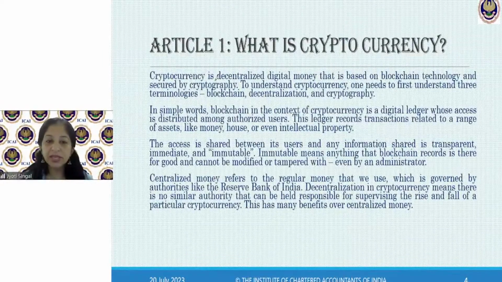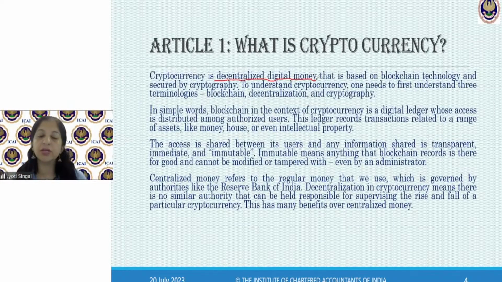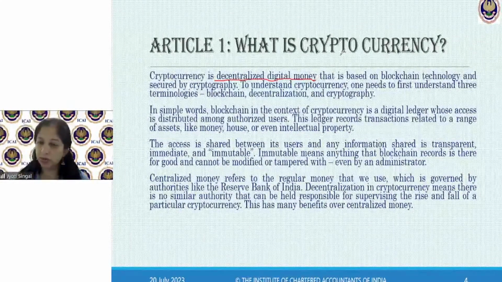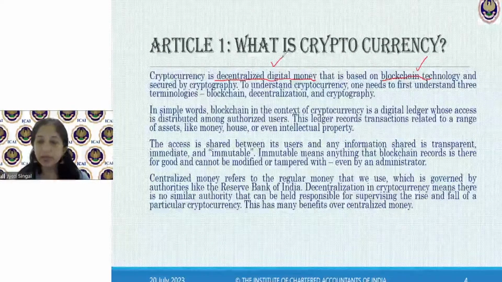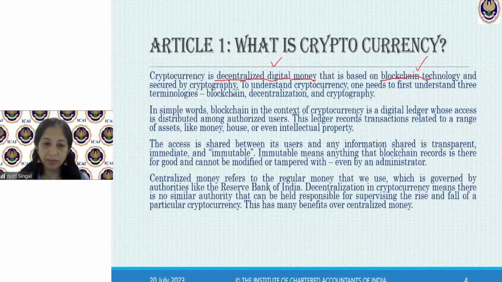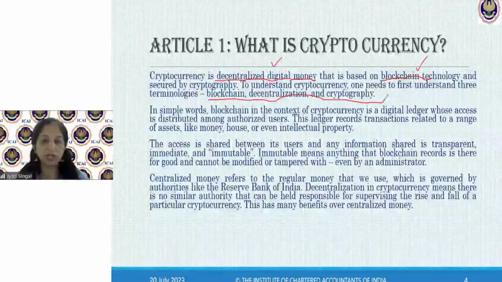Cryptocurrency is decentralized digital money. These 3 words themselves are the key for explaining what is crypto. It is based on blockchain technology. This is the second thing which is important. To understand crypto, one must first understand 3 terminologies. You should know these 3 words in detail.